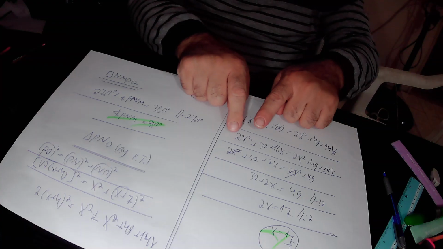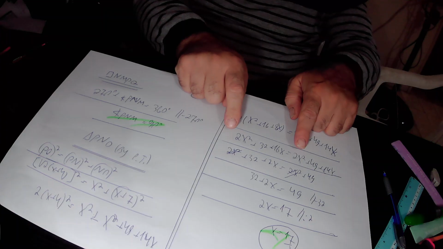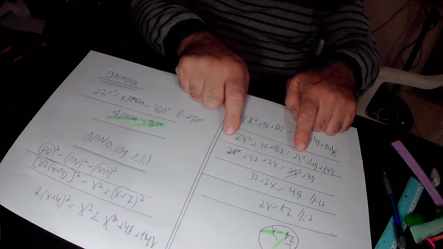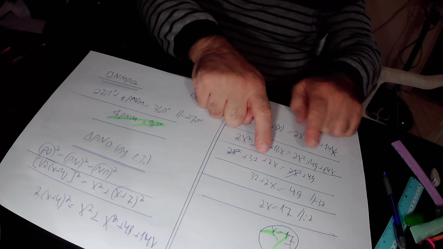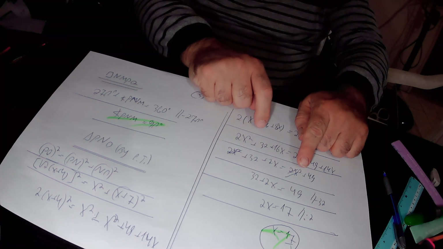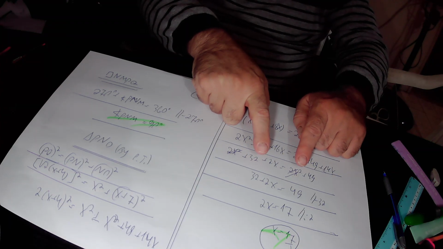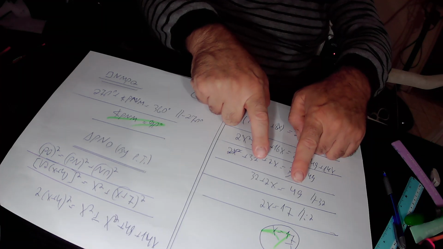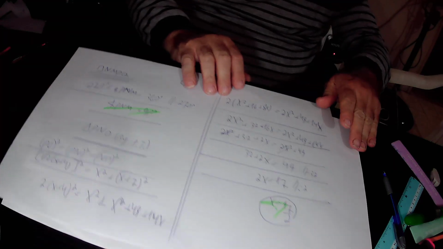So in total, we found that 2x squared plus 32 plus 2x equals 2x squared plus 49. Here we have 2x squared on both sides of this equation, so 2x squared gets cancelled. On this side we have only 32 plus 2x equals 49. So here we subtracted 32 from this equation. In total, we found that 2x equals 49 minus 32, which is 17. So 2x equals 17. Here we divided this equation by 2 and we found that x equals 17 halves units in length.